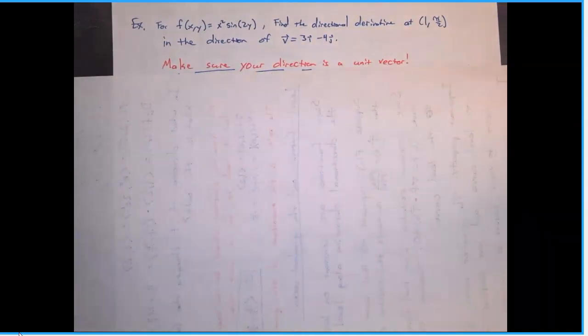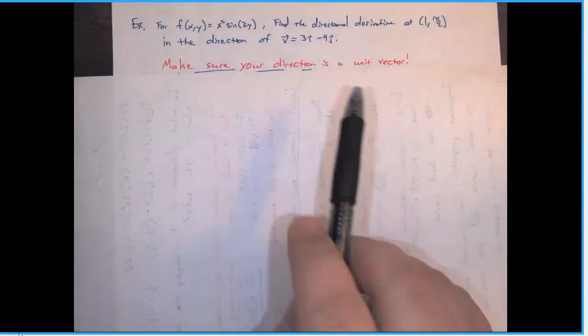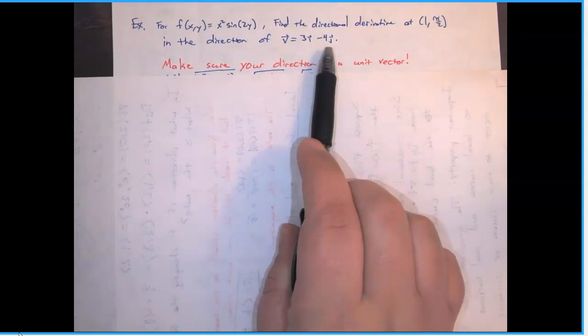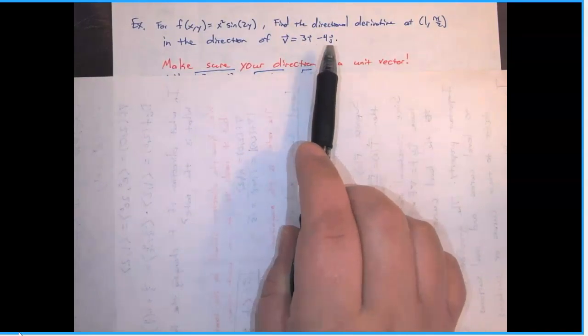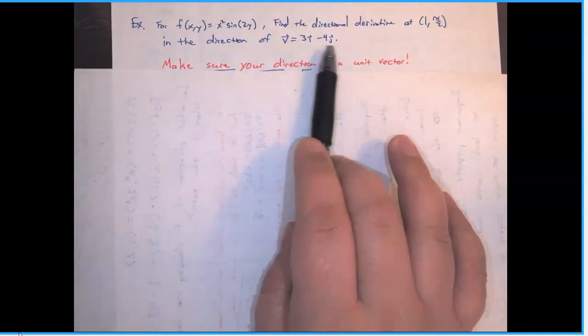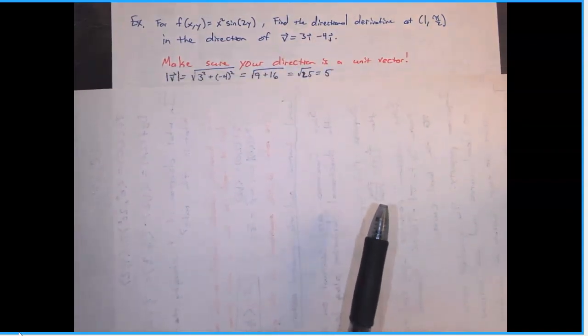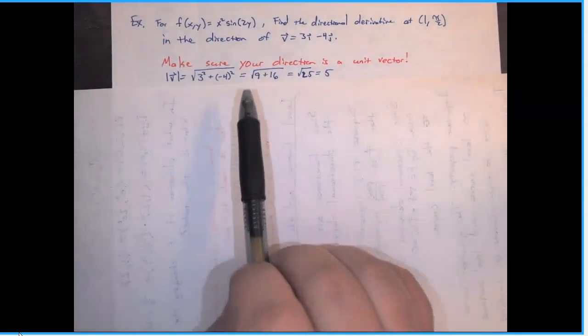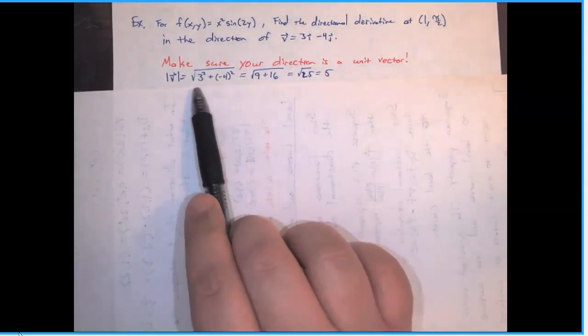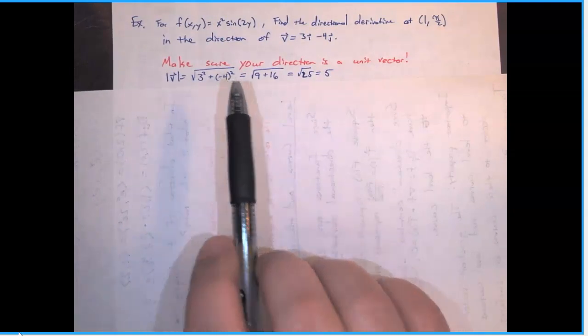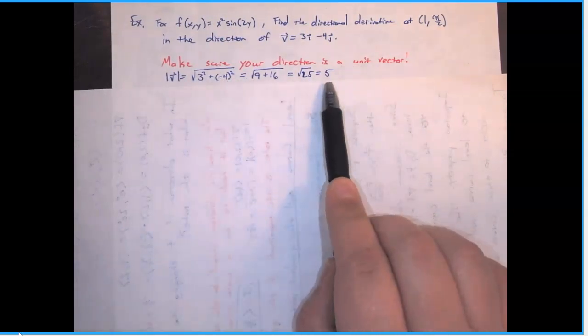Now immediately here we have a problem. We need to make sure our direction is a unit vector. Here our direction is 3i minus 4j. That is not a unit vector. So we have to find a vector parallel to this one that is a unit vector. We did this back in chapter 12. All we have to do is find the magnitude of v. We square the components of v, add them together, take a square root. If we work it out, we get 5.